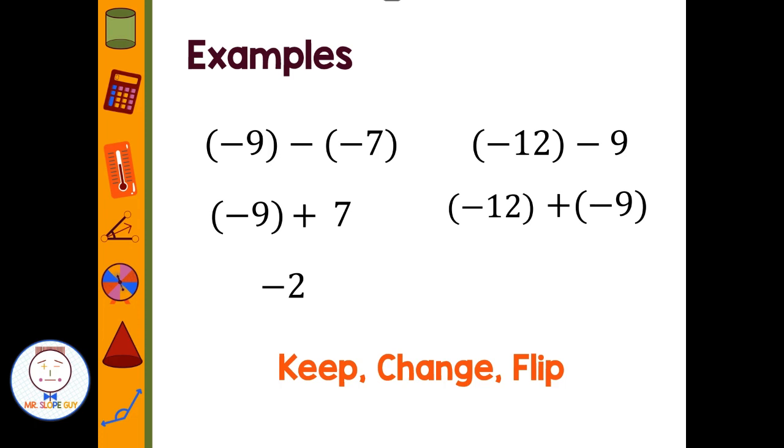Then my adding integers rules say if I have a negative plus a negative, the signs are the same. I'm going to add them together and keep that common sign. It's kind of like if I lost 12 yards playing football, then the next play I lose 9 yards, I've now lost 21 yards. So keep, change, flip just changes my subtraction to addition. Then I use the addition rules to solve.